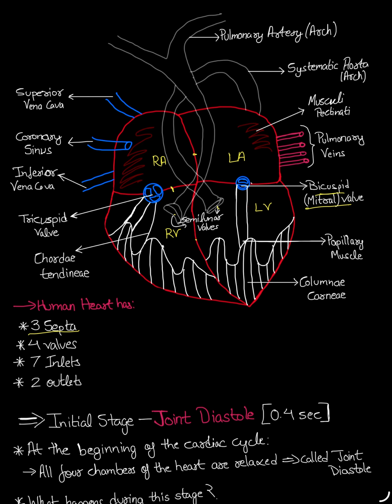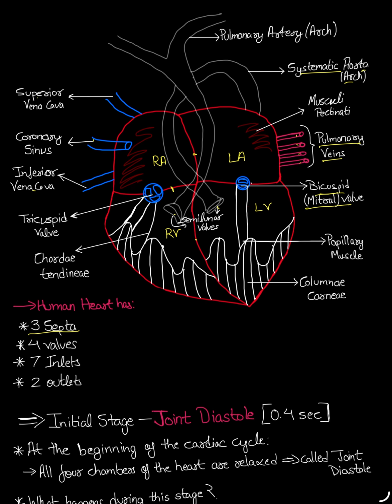It has seven inlets. Four are the pulmonary veins here: one, two, three, four. And three are the superior vena cava, the coronary sinus, this one, and the inferior vena cava. Seven inlets. Inlets mean the blood comes from outside of our heart to the inside of the heart. And two outlets: the pulmonary artery or arch, and the systemic aorta or arch. Okay, this is the major structure.